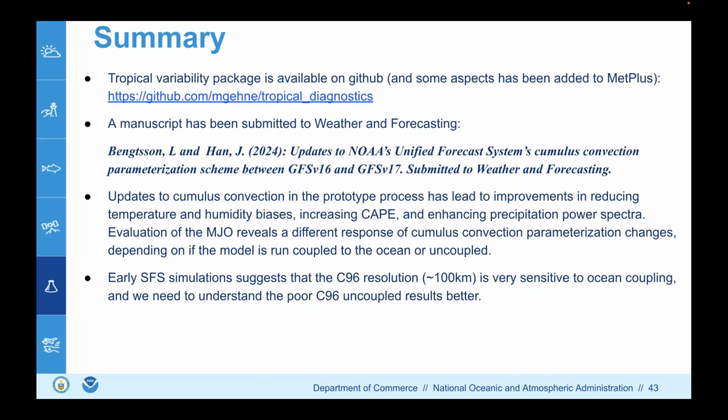Within the SFS project, we've seen other runs, for instance, medium range weather forecast verification, suggesting that the C96 uncoupled is really a lot poorer than all of the other configurations. So maybe we shouldn't put too much weight on these results, but rather try to understand exactly what's going on there. The SFS is very early on its development path. So with that, we're happy to take any questions.